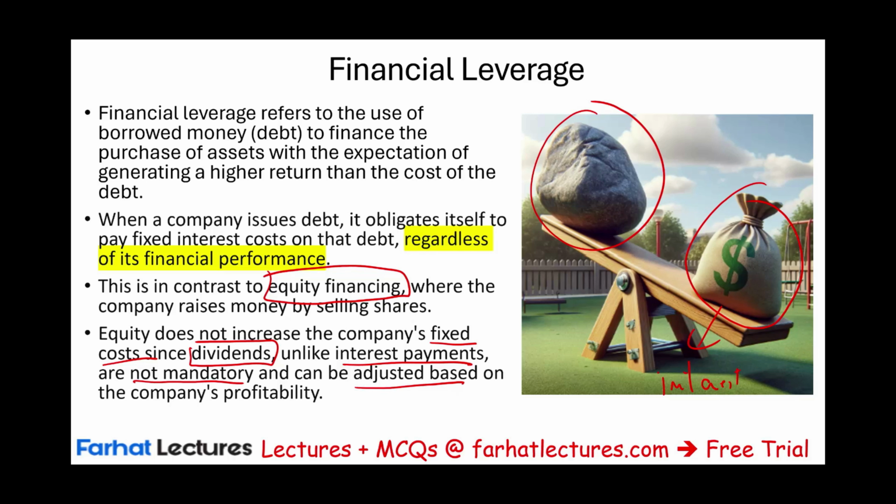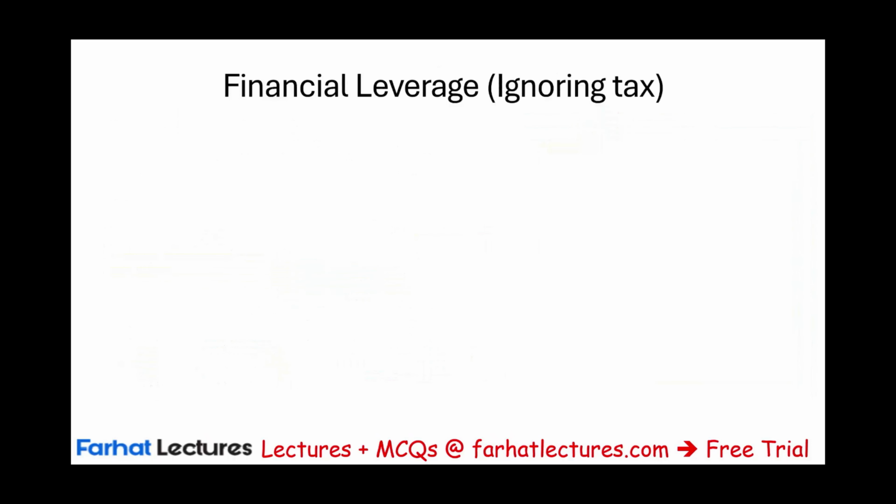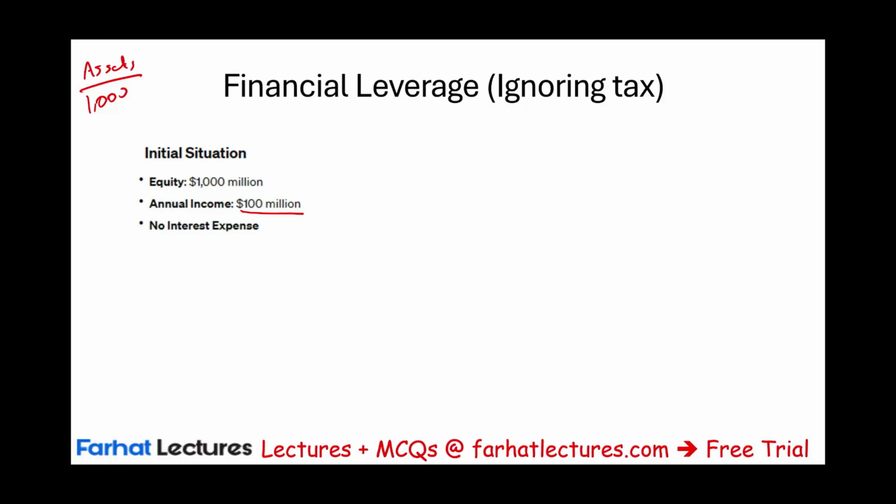Now, I'm going to show you the financial leverage while ignoring the tax impact of it. So I'm going to show you how it works. Let's assume we have a company, and that company has $1 billion in equity and an annual net income of $100 million. If we imagine this balance sheet, they have assets of $1 billion, zero debt, and equity of $1 billion. That's where they stand now. And their annual income is $100 million, and they have no interest expense since they have no liabilities.